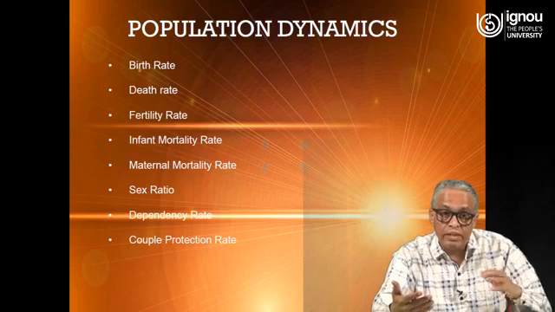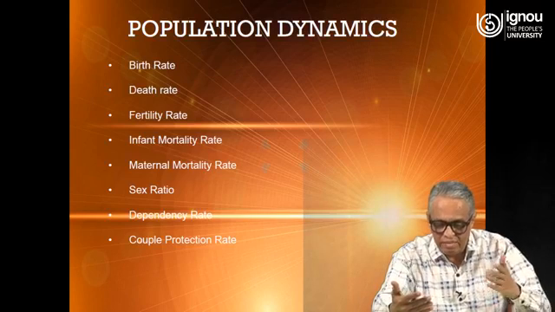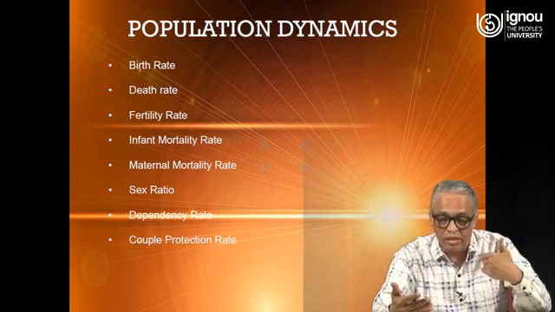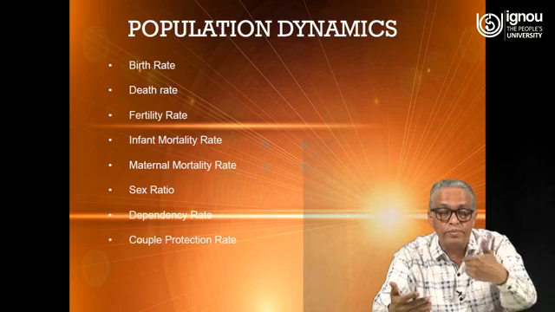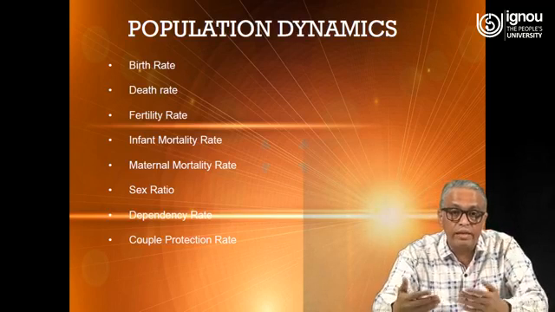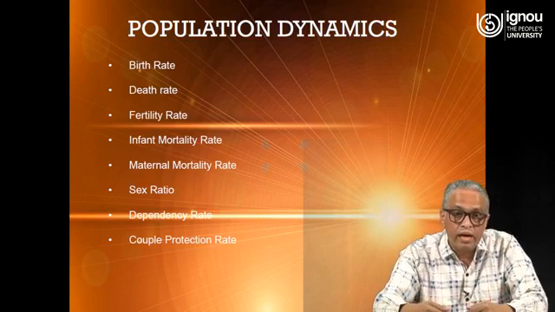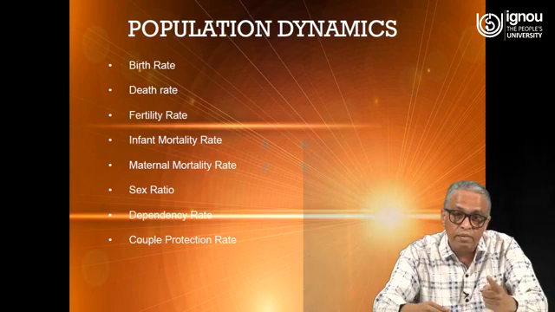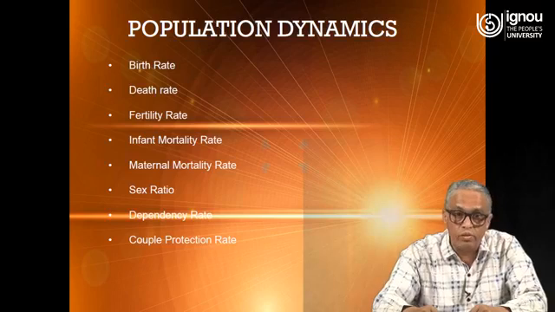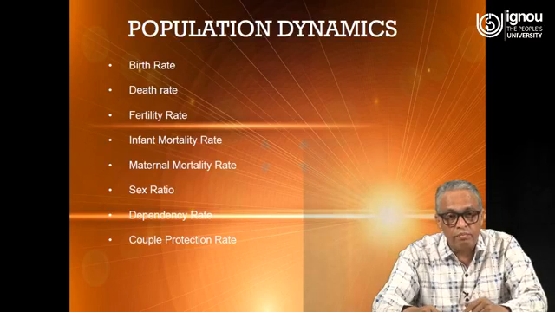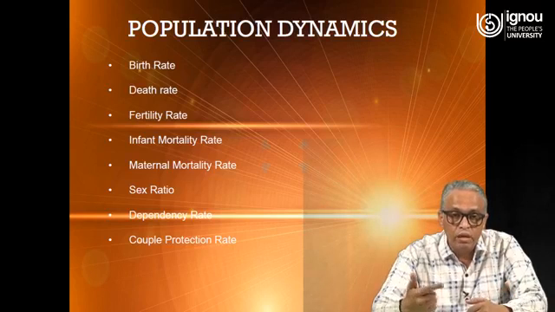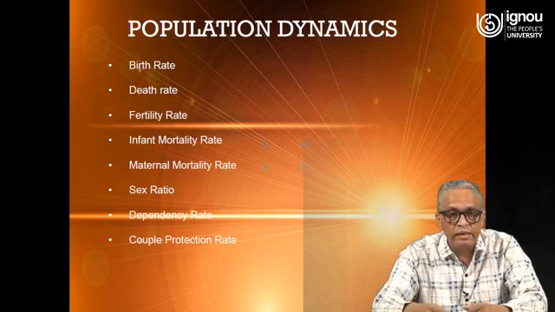Fertility rate measures the average number of children women in the age group of 15 to 49 give birth to. And the major concern is the infant mortality rate and maternal mortality rate. Still we have to control them. We have controlled a lot with the improvement of medical facilities, education and women empowerment. We have reduced the infant mortality rate and maternal mortality rate, but still these are concerns.